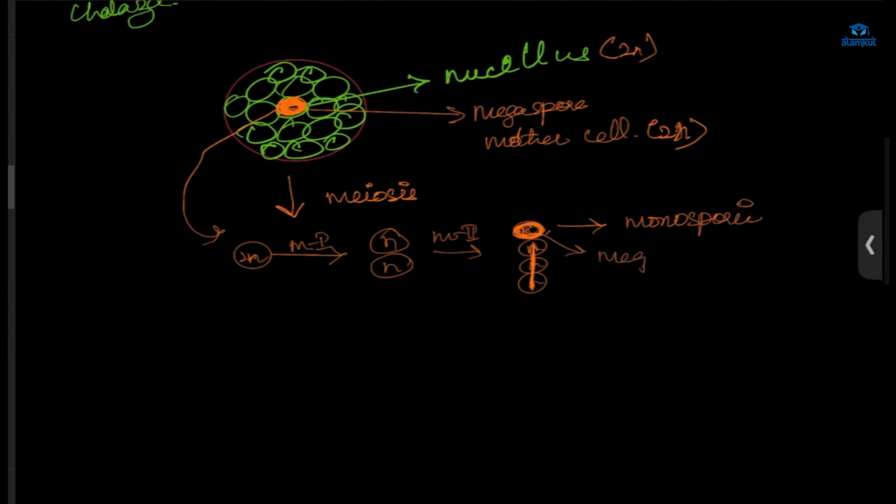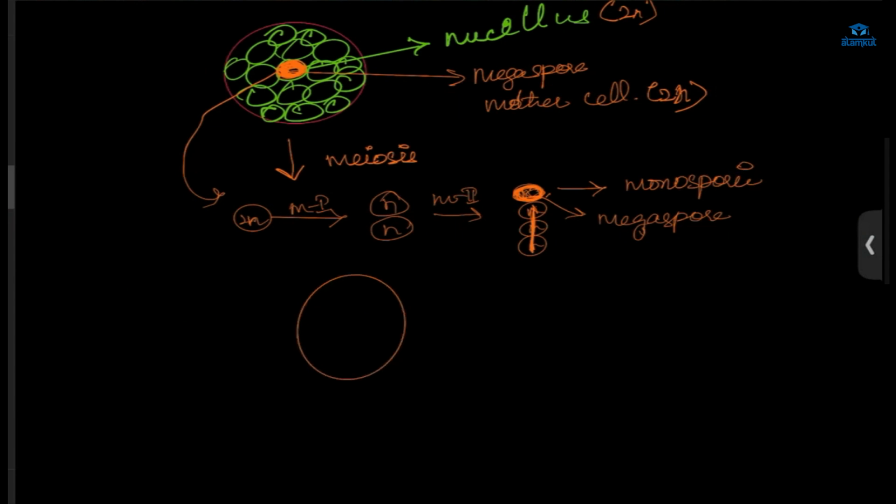Now it has to mature and it will form the embryo sac. So there will be mitosis, three mitoses. First one mitosis, then this again two, and this again two. I told you, 2, 4, and 8. Got it? Yes, ma'am.